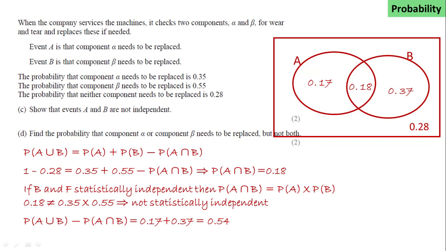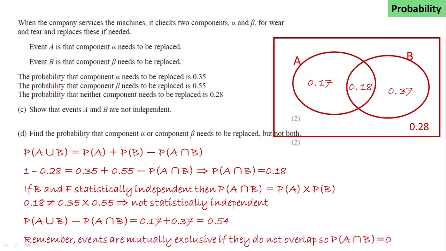The probability that component A or component B needs to be replaced but not both is simply the sum of 0.17 and 0.37, so that's 0.54. And finally, remember that mutually exclusive events are when they don't overlap, so the probability of A and B is 0.